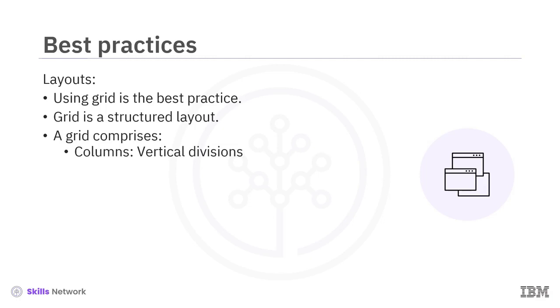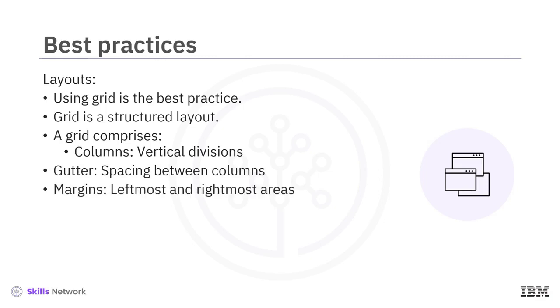A column refers to vertical divisions on a website or application. A gutter is the space between columns. The leftmost and rightmost areas of the screen are known as margins. There are 3 types of grid structures. These are column grid, modular grid, and hierarchical grid.